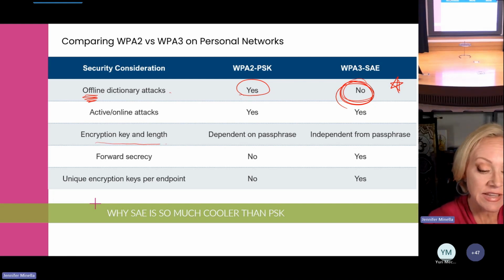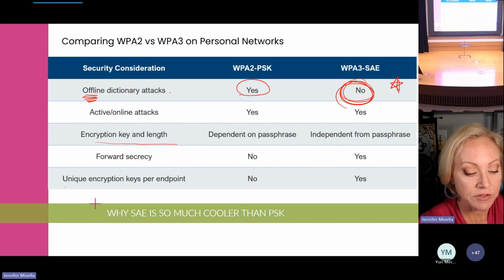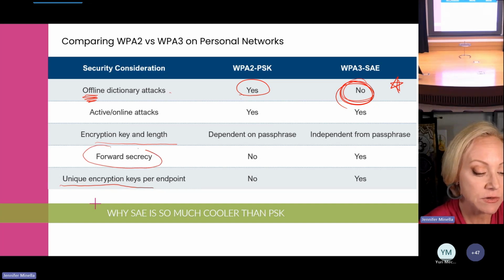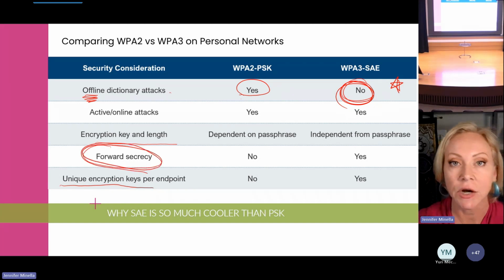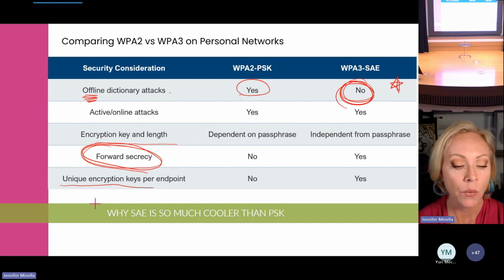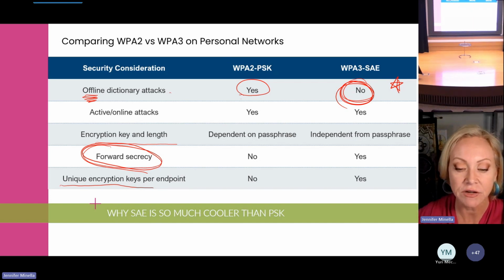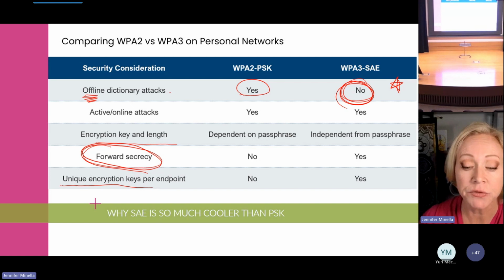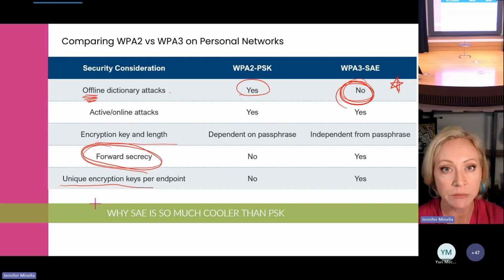We've already talked about the key length, and I talked about the unique encryption keys per endpoint. What I didn't talk about yet was this forward secrecy. So this other feature here means that if we get the passphrase on a WPA2 network, and this is how it's been working, we can decrypt not only this traffic, but everything we might have captured before. So we can take that key and decrypt a large volume of traffic, not just multiple devices, but multiple devices over time, including packets that were captured before.